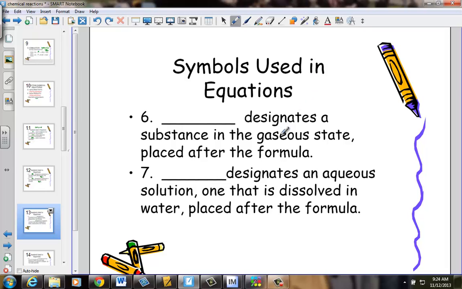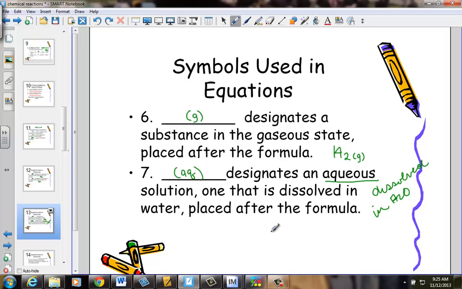What about the gaseous state in number 6, placed after the formula? The little g for gas. For instance, hydrogen, H2, is a diatomic molecular gas, the little g written after the symbol H sub 2. If I have a substance dissolved in water, that's what this means. Dissolved in water is aqueous. The little symbol for aqueous is AQ.